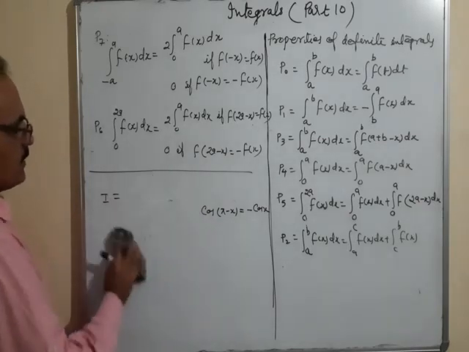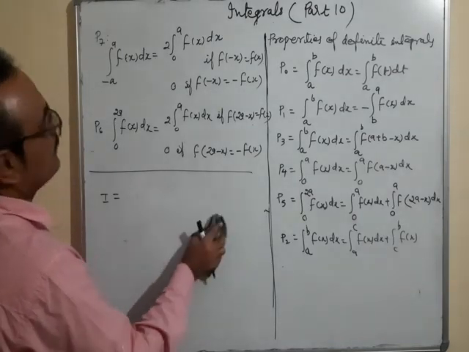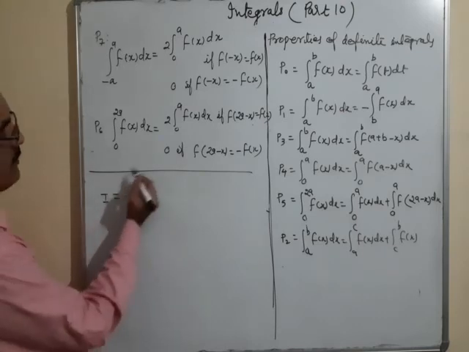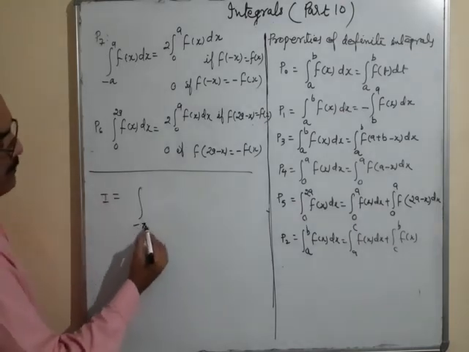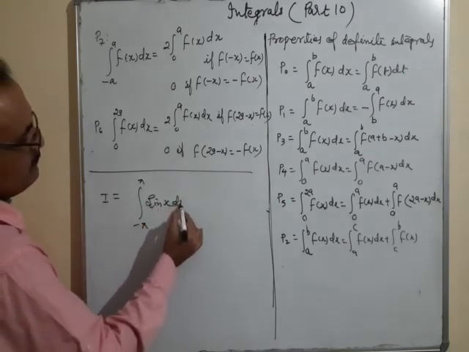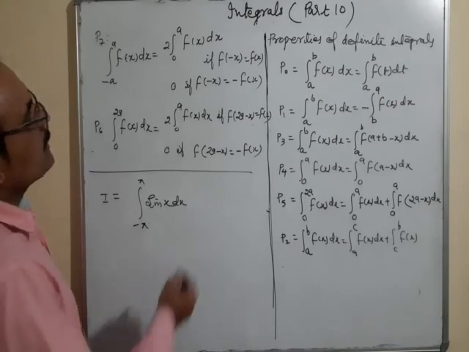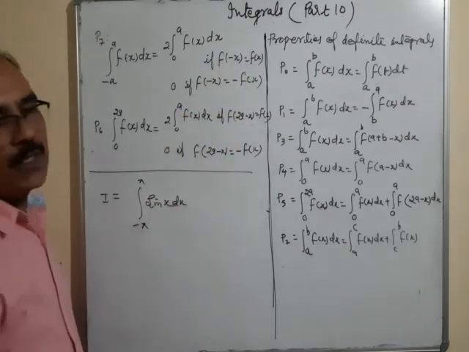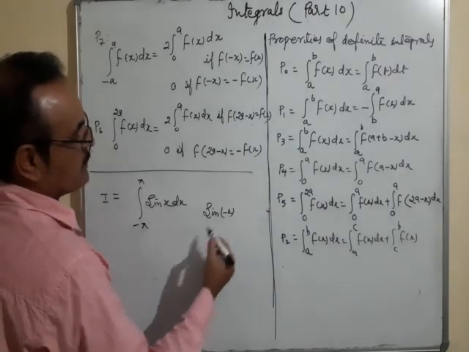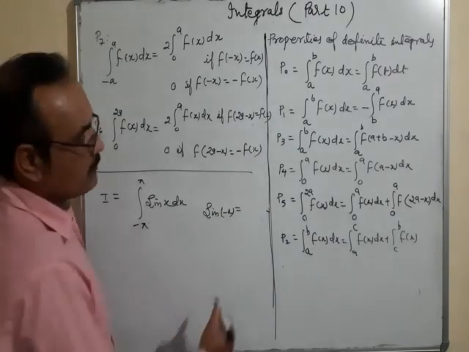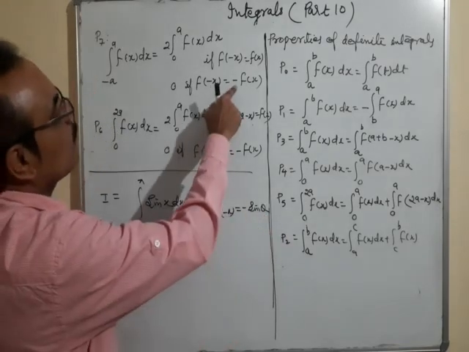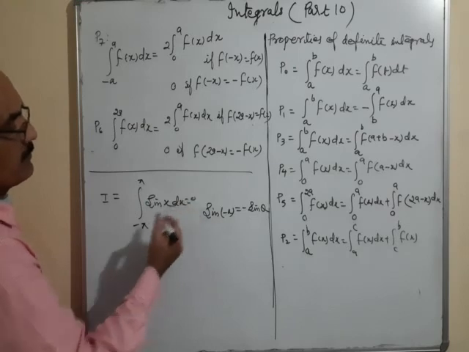Now let us take an example of property P7, where P7 is used. Suppose it is integral from minus pi to pi of sine x dx. Here what we have to do, the condition is f of minus x is equal to f of x. So if I put here sine of minus x, sine of minus theta is equal to minus sine theta. Okay. Minus comes out. What does it mean? Its value is 0. Right.